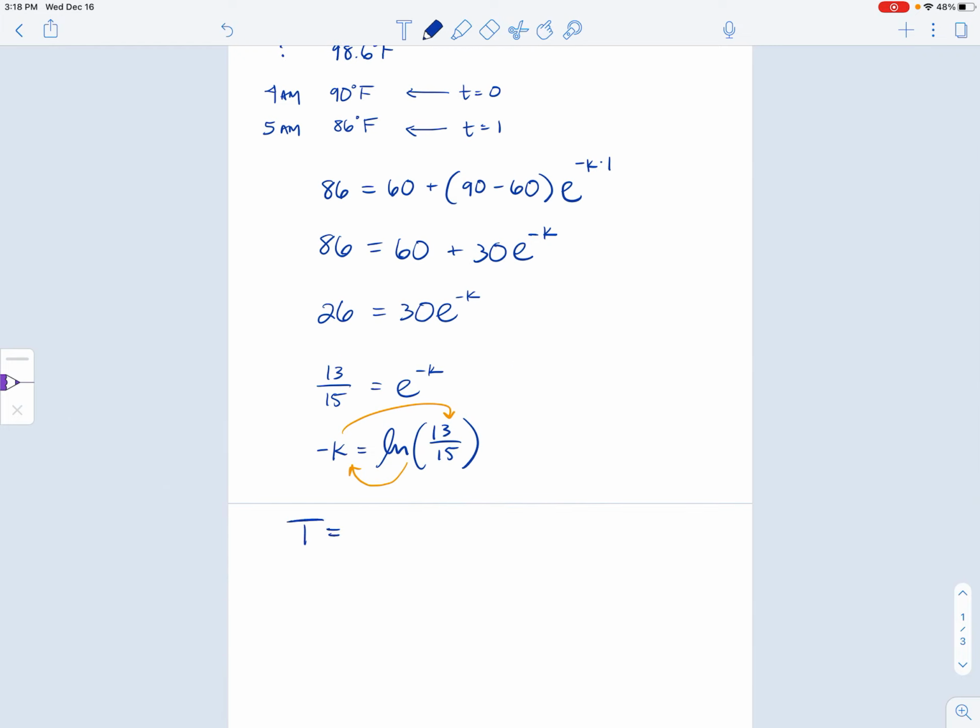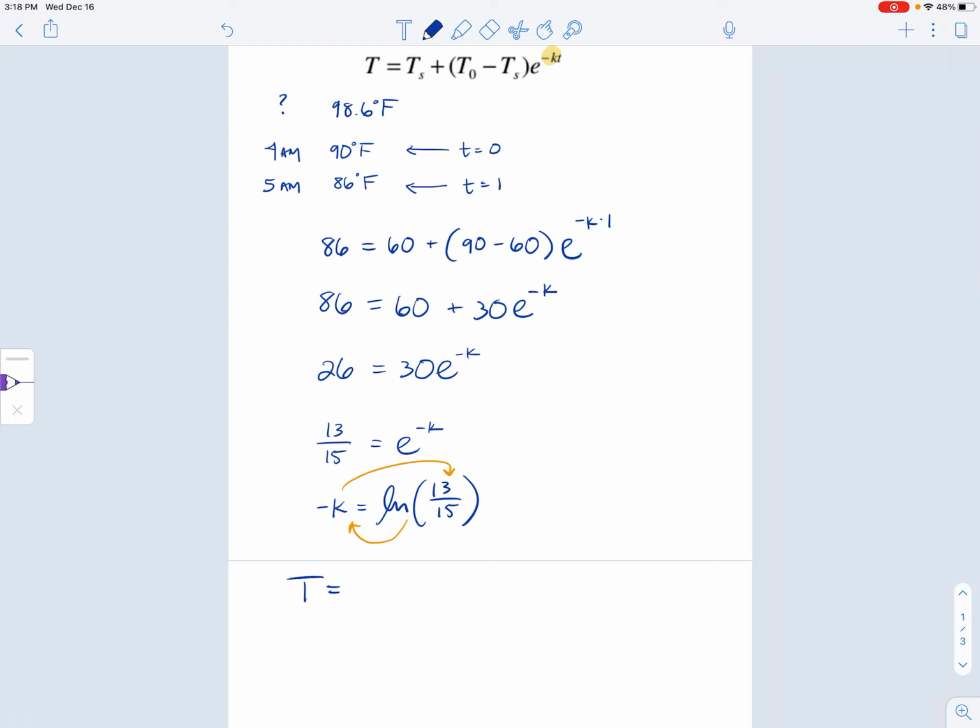So we have the formula T equals T sub s, and T surrounding is still 60. A common mistake, when you go to solve for how long the body's been dead and you use the formula again, is to replace T sub 0 with 98.6. But don't do that. The value we found for K is treating 4 a.m. as t equals 0, so you need to continue to do that.